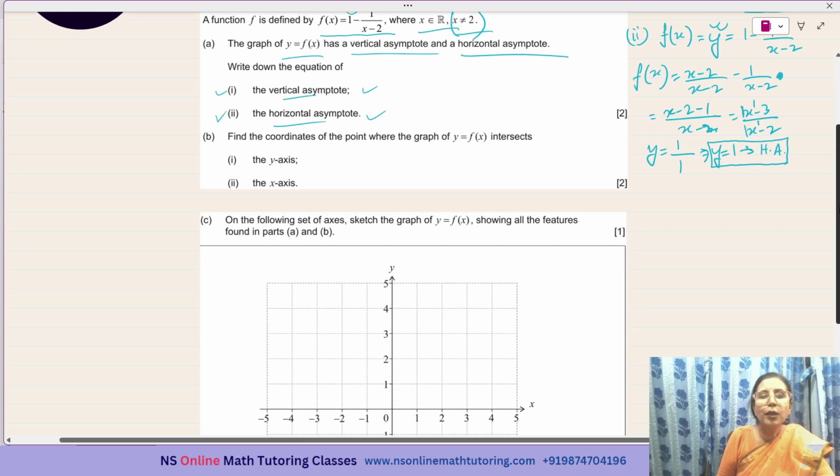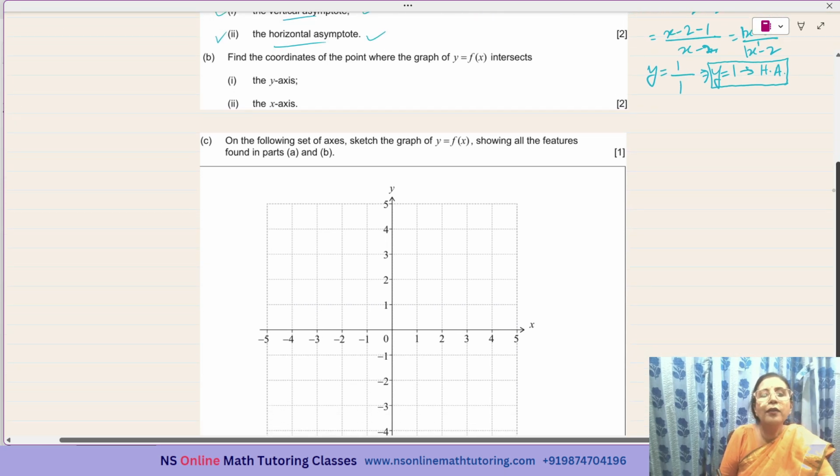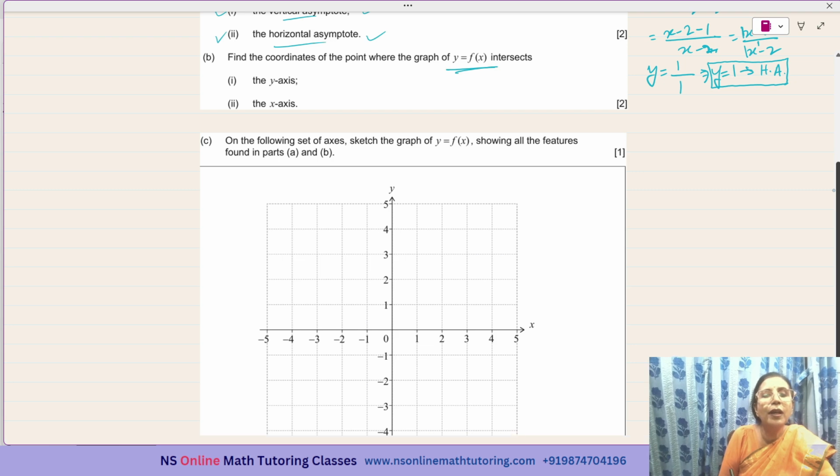And then we come to subpart B. Find the coordinates of the point where the graph of y equal to f of x intersects. Again, two subparts. I, the y-axis, this is the y-intercept, and II, the x-axis, the x-intercept. Okay. So, let me first of all write B and I.